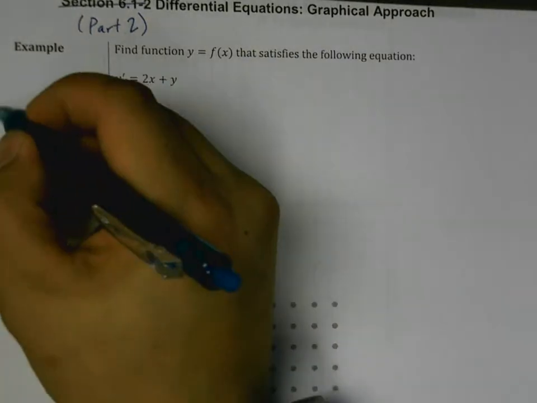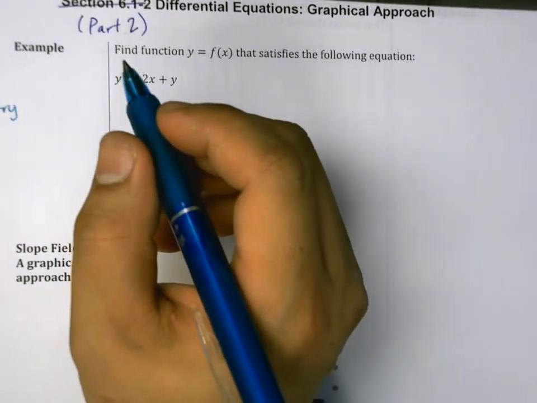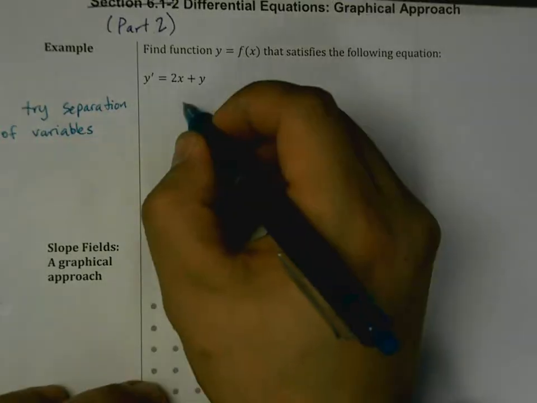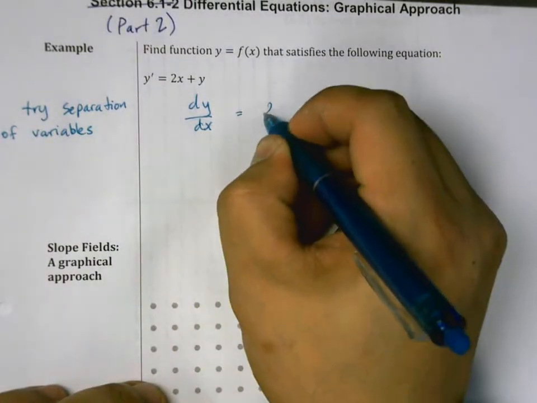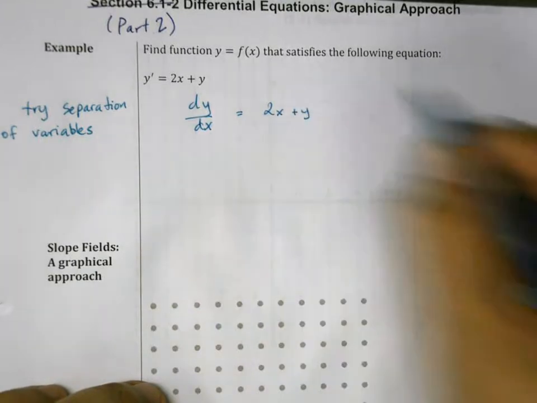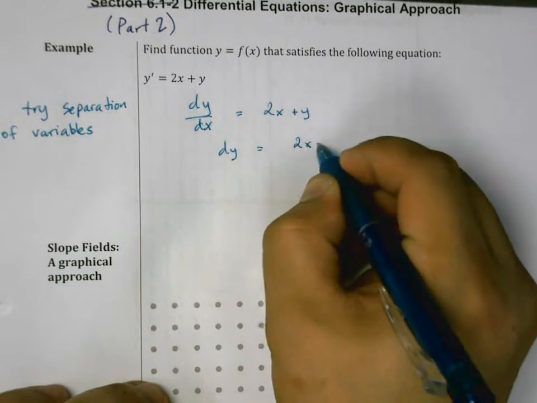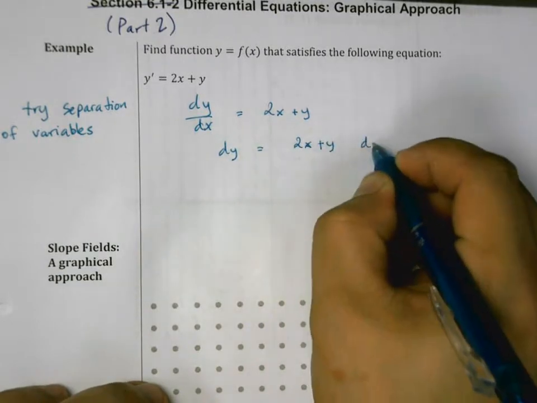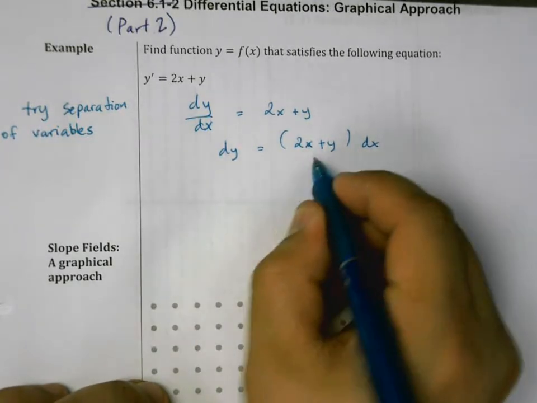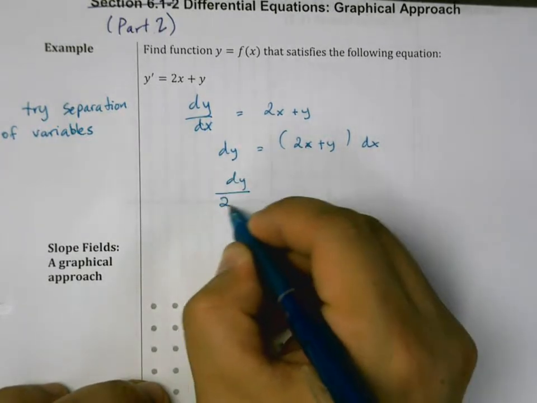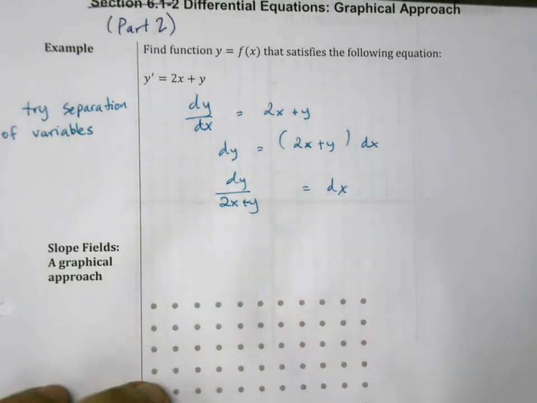Okay. So we will try what we always do, which is separation of variables. This y prime is just dy over dx, which is equal to 2x plus y. Then multiply both sides by dx, 2x plus y dx, quantity, and then divide both sides by this quantity, which is dy over 2x plus y, equals dx.